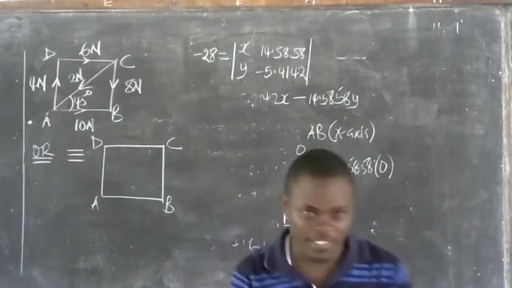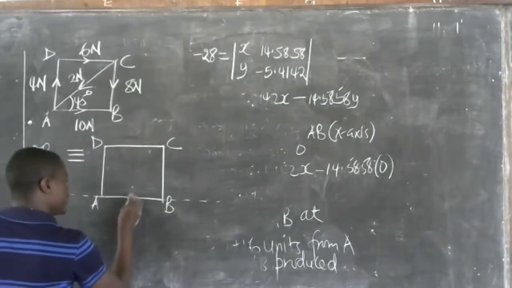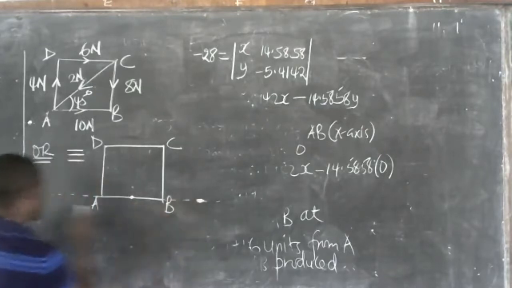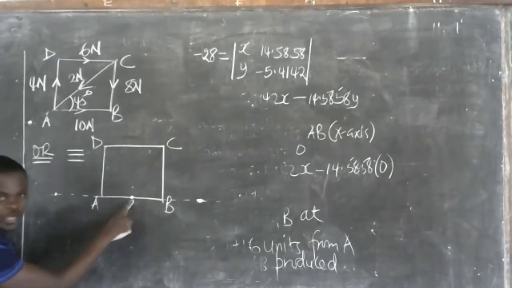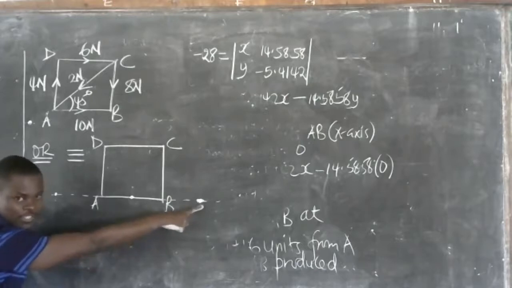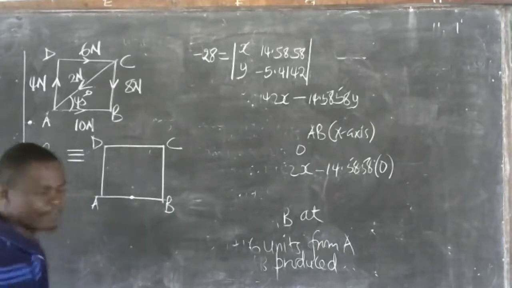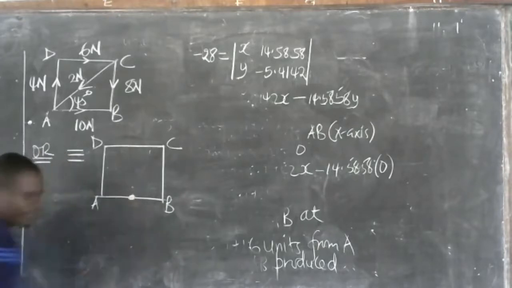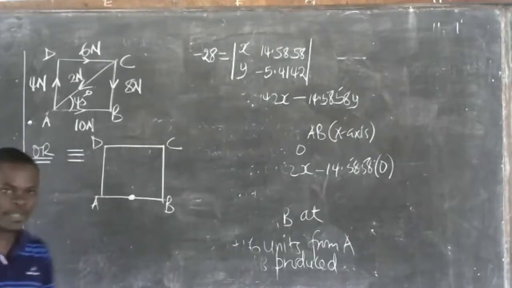Now, since they want you to find the point where the resultant cuts the line AB, and we don't know where the point is, the point can be here or there or there. Those are the 3 points. It can be in between, or AB produced, or BA produced. Because we don't know, we simply let the point be in between A and B.